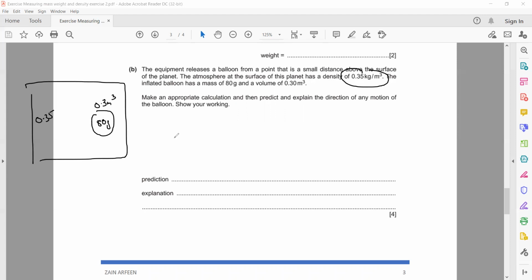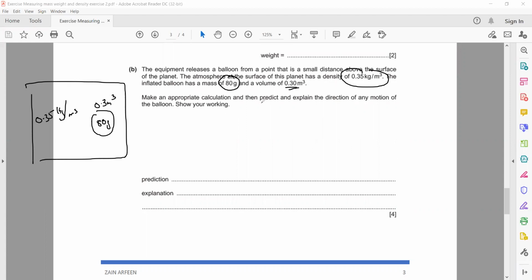So to identify whether it will float or sink, we should find the density. If the density of the balloon is more than the atmosphere, it will sink. If the density of the balloon is less than the atmosphere, then it will float. But as you can see, the mass here is given in gram and the volume is in meter cube. And the density of the atmosphere is kilogram per meter cube. So the mass of the balloon should be in kilogram as well.